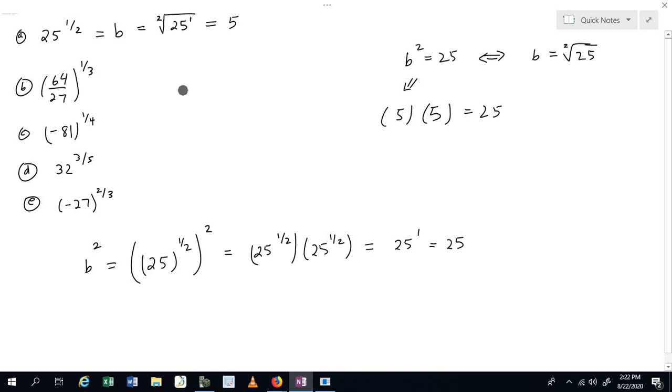Okay, the 3 indicates that we have a cube root. The bottom number is the index of the radical. And then the 1 means the radicand inside of there is going to be raised to the first power. So basically this means 64 over 27 raised to the first power, and then the cube root of that number.